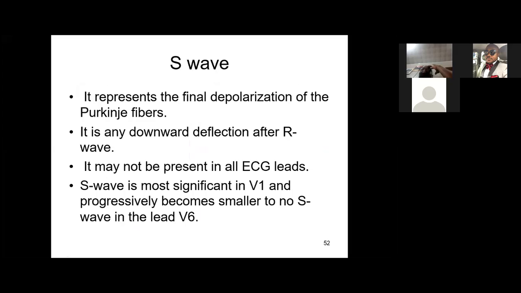S wave. It represents the final depolarization of the Purkinje fibers. It is any downward deflection after the R wave. It may not be present in all ECG waves. It's more significant in V1 and progressively becomes smaller to the S wave in V6.